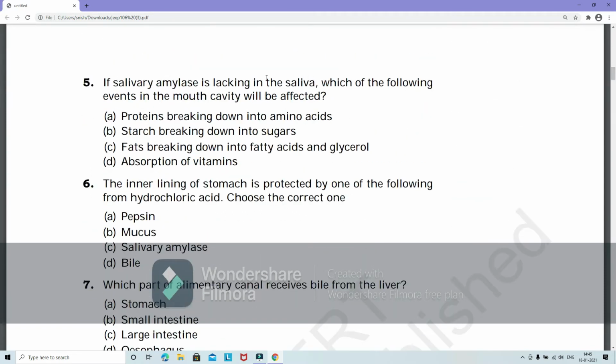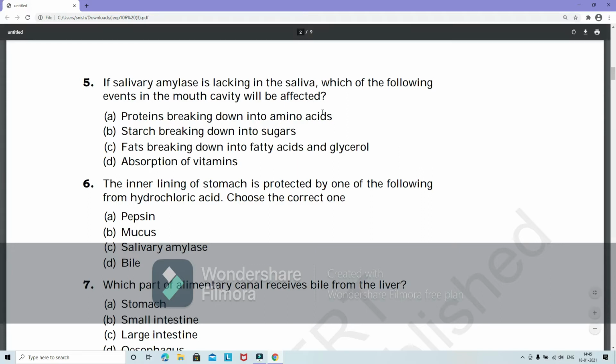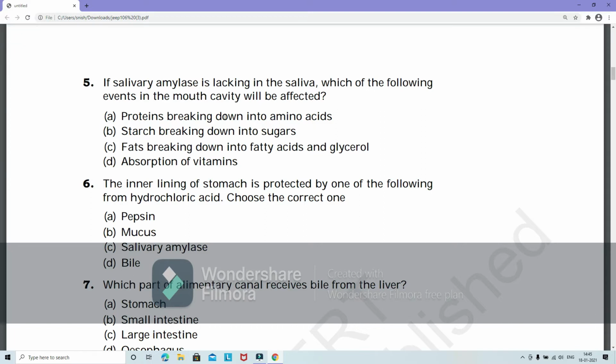If salivary amylase is lacking in the saliva, which of the following events in the mouth cavity will occur? So basically we know that in our mouth we have saliva which contains an enzyme called salivary amylase. So what is the main role of it? It's basically to break down starch into its respective sugars. So in the absence of it, this activity will not take place. So it's B. Starch breaking down into sugar will not take place. We are aware of all of these.